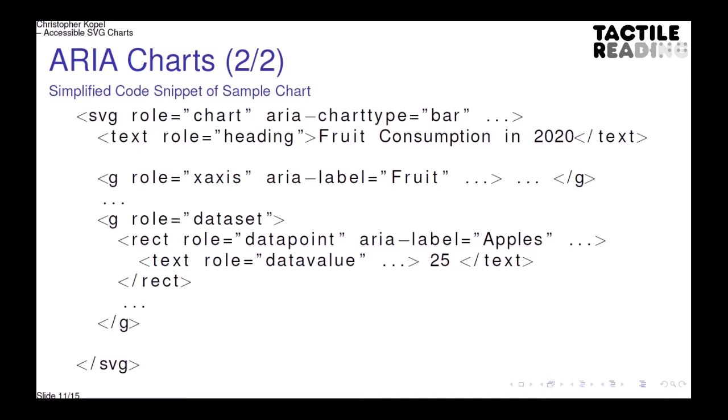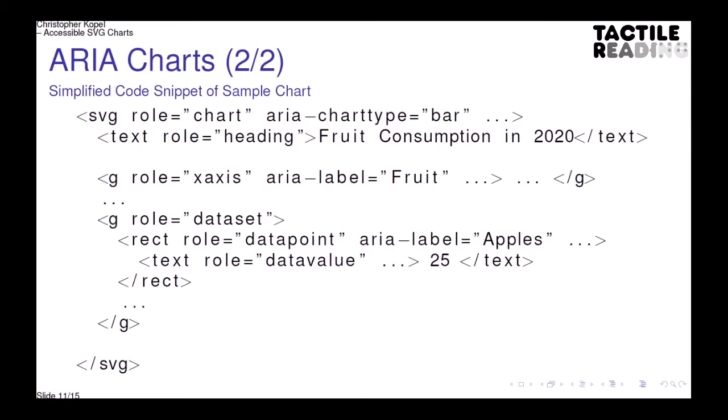The first child element of the SVG document is a text element with role heading. This says that this is the heading, so the title of the chart. It is set to the value fruit consumption in 2020. So this is the chart title, visible and accessible by screen readers.